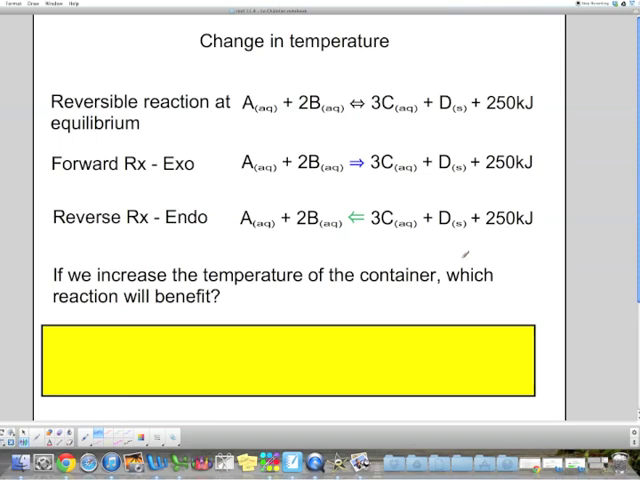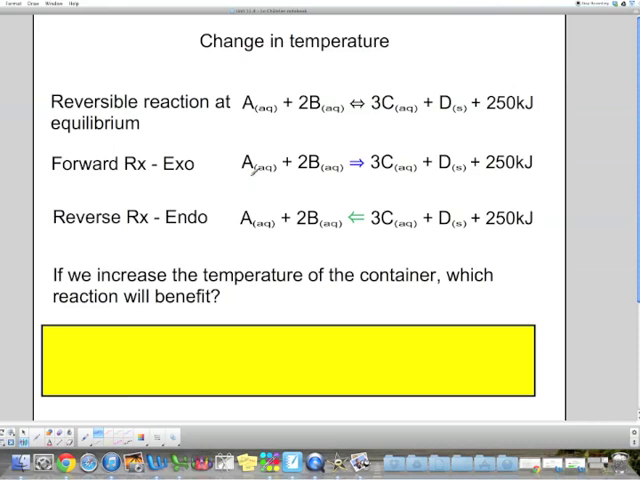So what if we increase the temperature of the container? Now, one thing you have to get clear is that we're heating up the container. We're not choosing one substance over another. We're not choosing one corner of the beaker over another. Everything is being heated up. So what we have to determine is which one, the exo or the endo reaction, benefits from the extra energy?